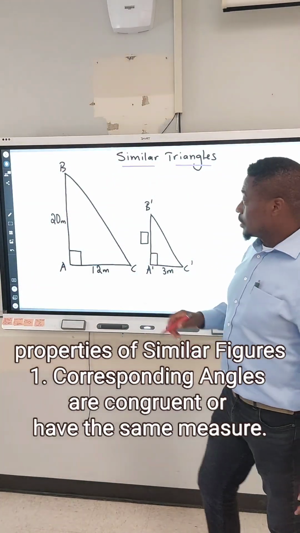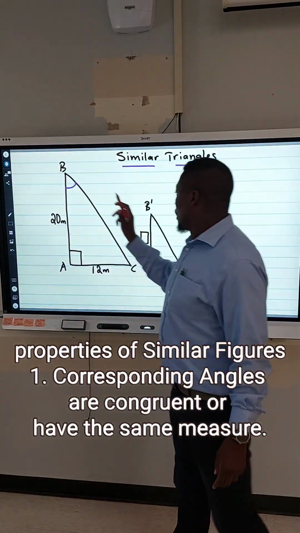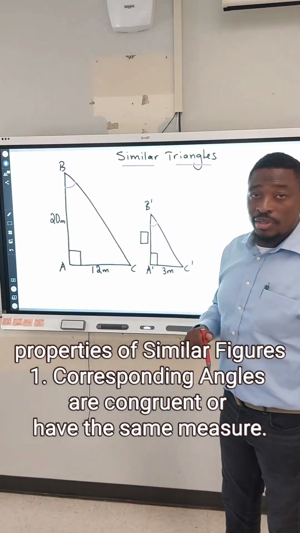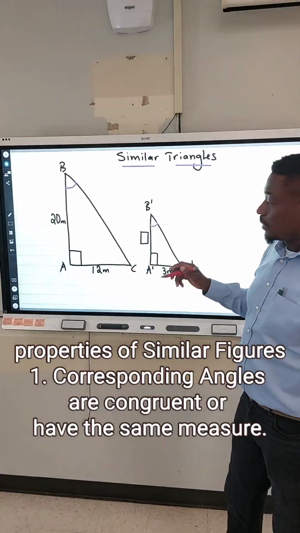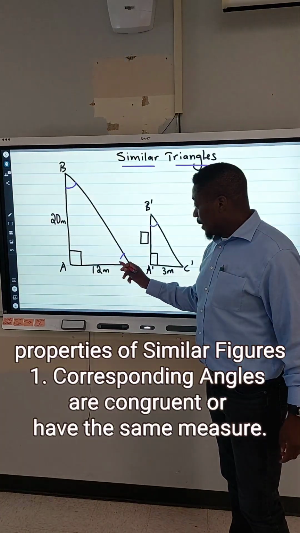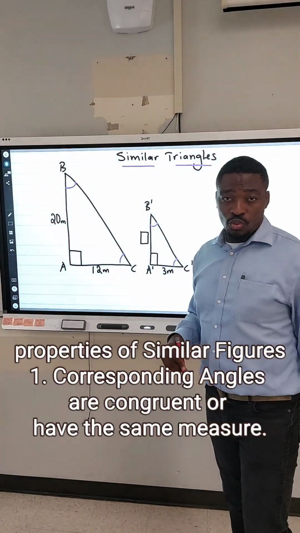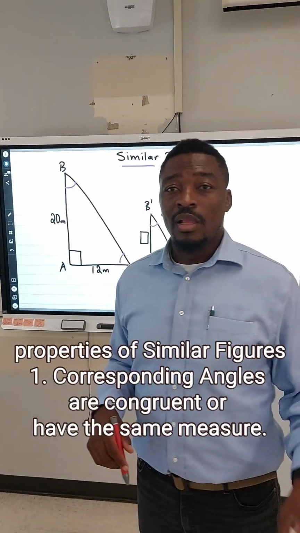They will be congruent. The angle here at B corresponds to this angle here at B prime, and they will be congruent if these two triangles are similar. And also the angle at C will be congruent to the angle at C prime if these two triangles are similar.